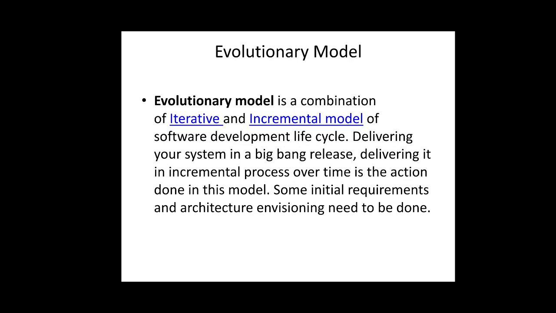Some initial requirements and architecture envisioning need to be done, and it is better for software products that have their feature sets redefined during development because of user feedback and other factors. The evolutionary development model divides the development cycle into smaller incremental waterfall models in which users are able to get access to the product at the end of each cycle.